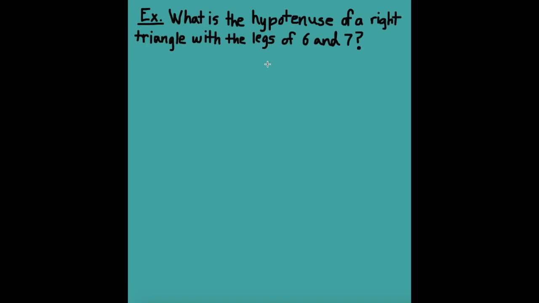In this problem, they gave us 2 legs, which are 6 and 7. However, we cannot use the 45, 45, 90 triangle properties. We cannot use that ratio because the legs are different numbers. Since the legs are different numbers, we know it is not a 45, 45, 90 triangle. For a triangle to be a 45, 45, 90 triangle, the legs must be equal to each other. Since the legs are not the same number, this is not a 45, 45, 90 triangle.